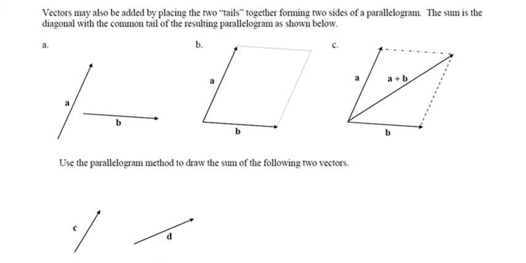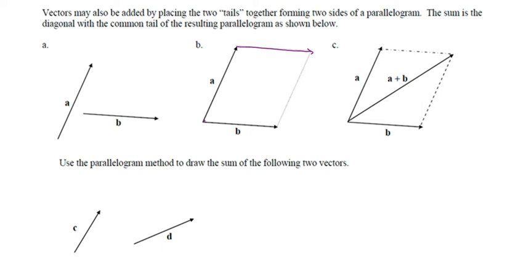Vectors may also be added by placing the two tails together, forming two sides of a parallelogram. The sum is the diagonal with the common tail of the resulting, so starting where the two tails join together and then going across diagonally, right? So really, it's as if you placed B here, right? I mean, here's B. If you just had put B there, then we would be doing tip to tail, right? But we put the B together there.